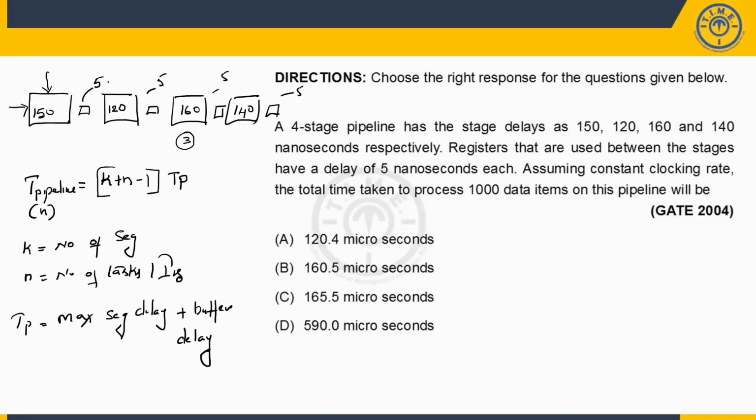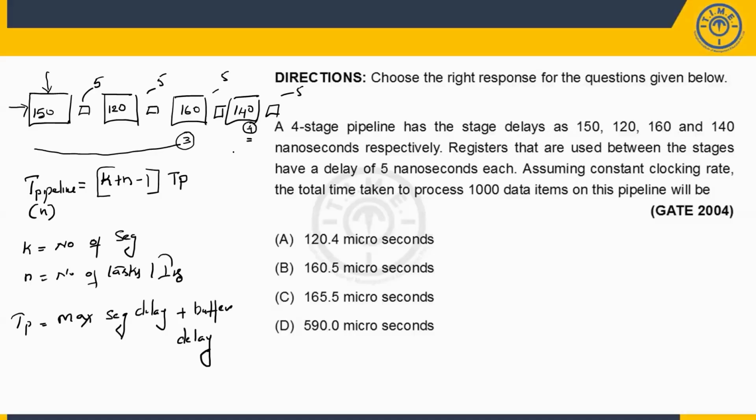I came here, no output. I came here, no output. I came here, no output. When I come here, at the end of the fourth clock cycle, there will be an output. So for the first 3 clock cycles, there will be no output. From the fourth clock cycle onwards, at the end of the fourth clock cycle, the first instruction will finish. At the end of the fifth clock cycle, the second instruction will finish. Are we clear? Yes or no?